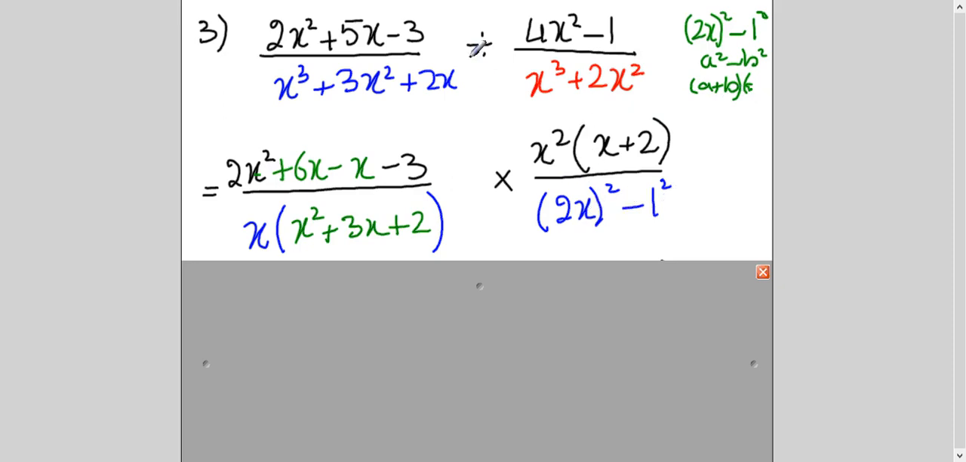What did I do here? The division sign changes into multiplication and this fraction gets inverted. Numerator goes in denominator, denominator goes in numerator. Can you see this? So this 4x squared minus 1 is in blue color now here in the denominator. And this black color is actually this red thing. And I have taken x squared common out.